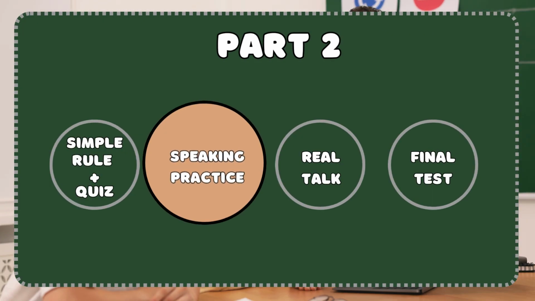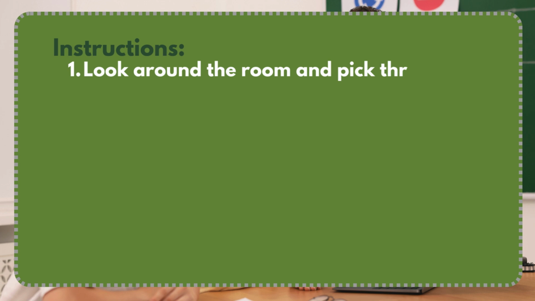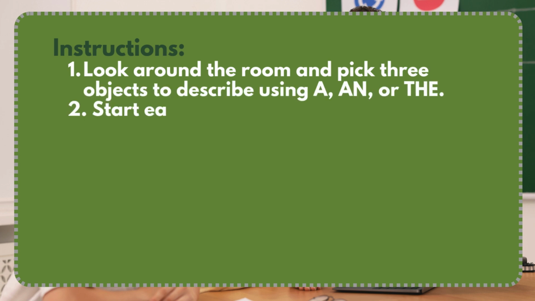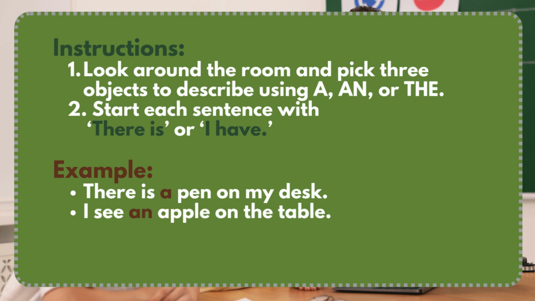Part 2, Speaking Practice. Describing everyday objects. Instructions. Look around the room and pick 3 objects to describe using a, an, or the. Start each sentence with there is or I have. For example, there is a pen on my desk. I see an apple on the table. The lamp is next to the bed.